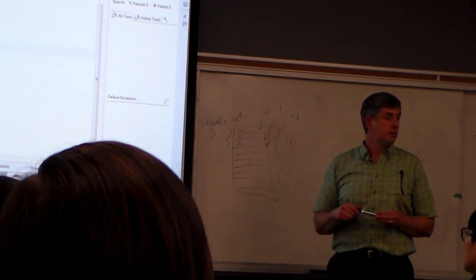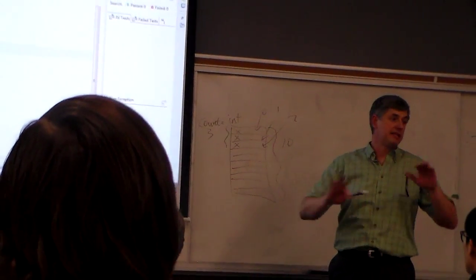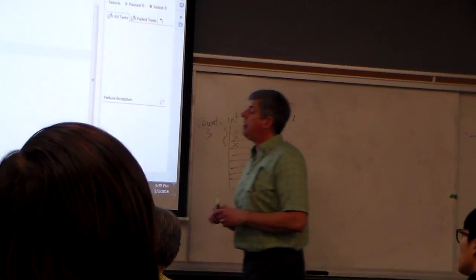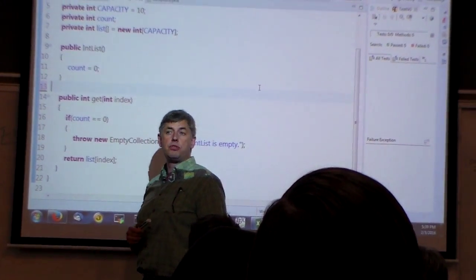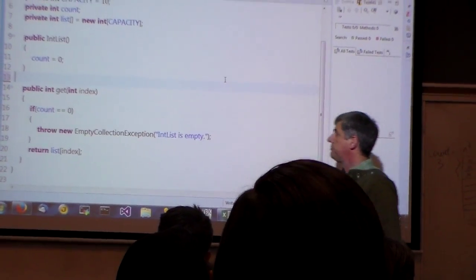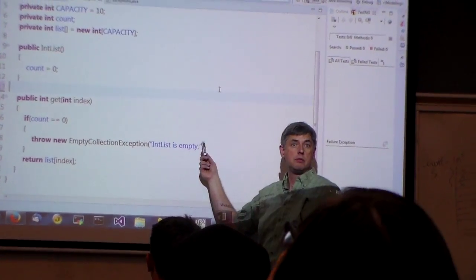We don't know. Well, right now, yeah, you're right. Because the way that we have it written, exactly, we'll talk about that here in a second, okay? So, all right, what we want is to be able to do something in case it is equal to 0. In other words, we're going to throw an empty collection exception. And if you notice my little message here, it says int list is empty.